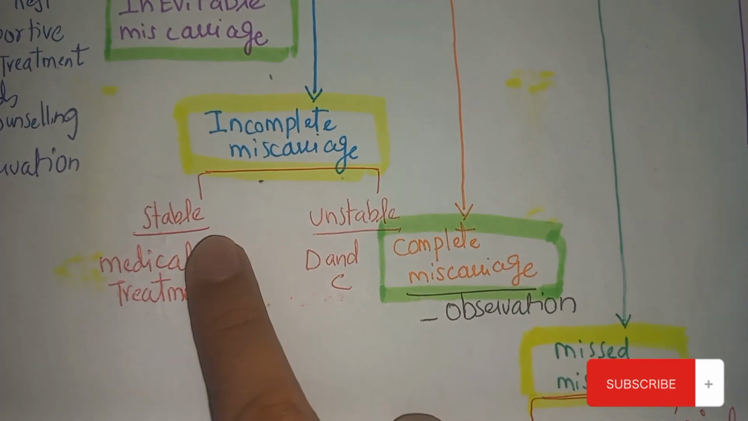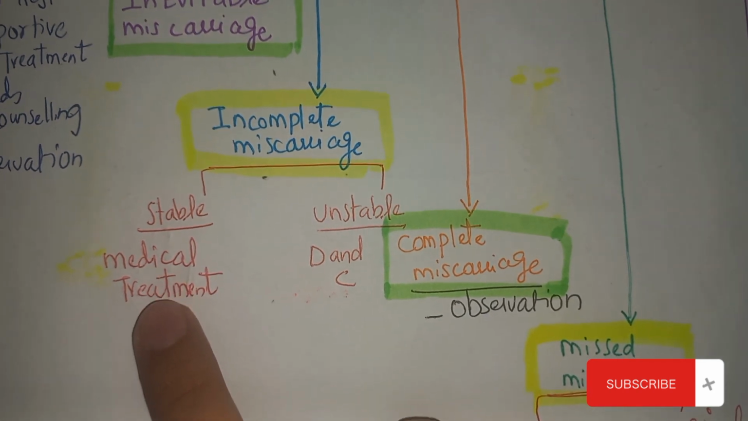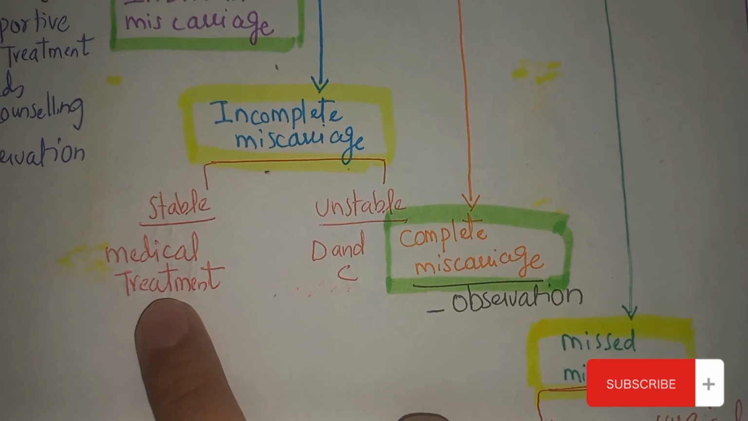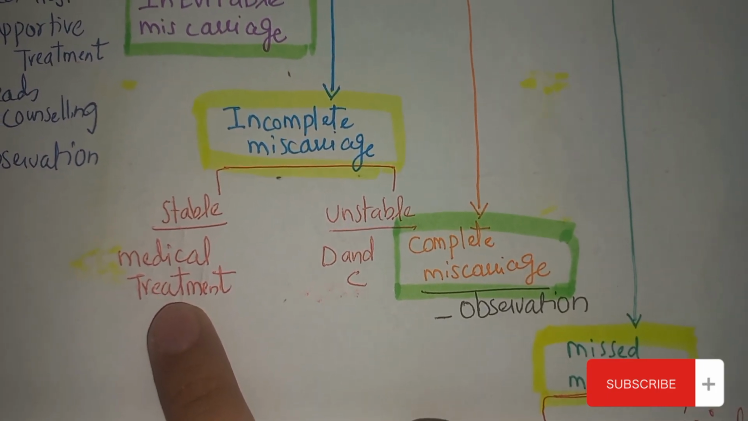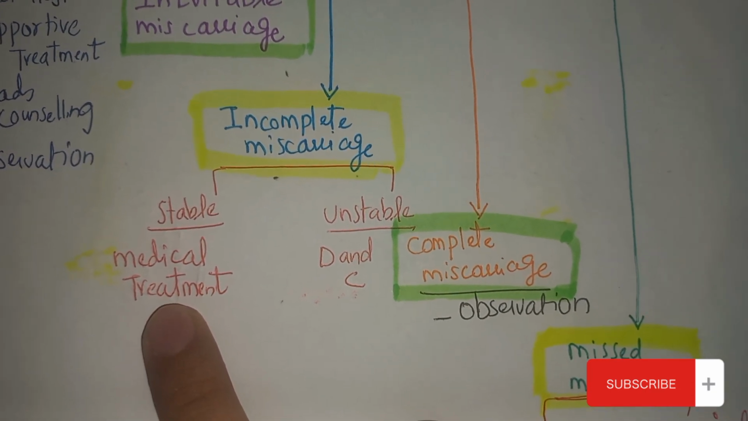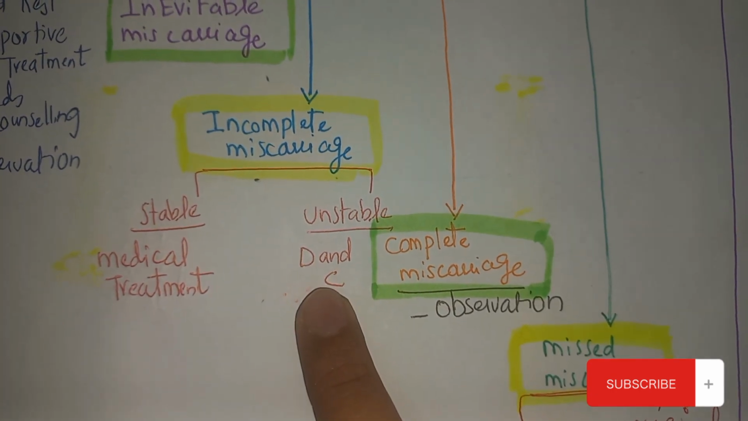Incomplete miscarriage. If a patient is stable, in this case you will go for the medical treatment, and we are not going into the details of the medical treatment. You will give misoprostol, and the doses of misoprostol we will cover in another video. And for an unstable patient, you will go for dilatation and curettage.